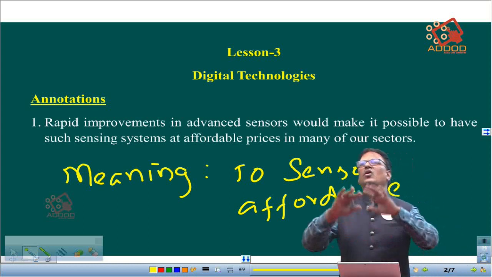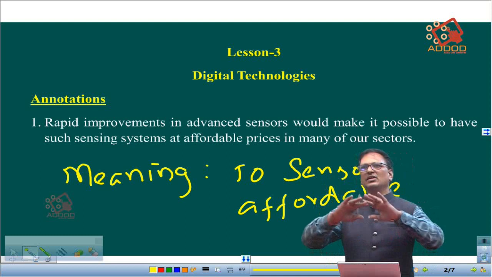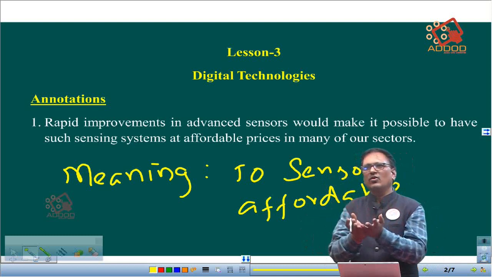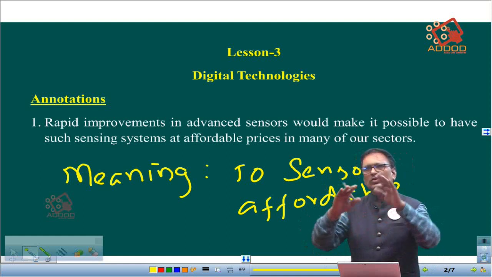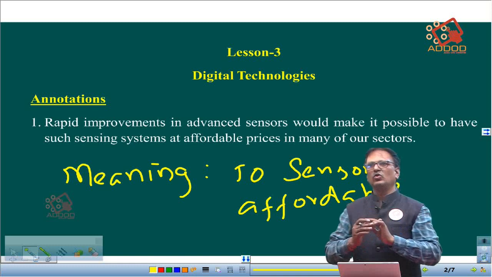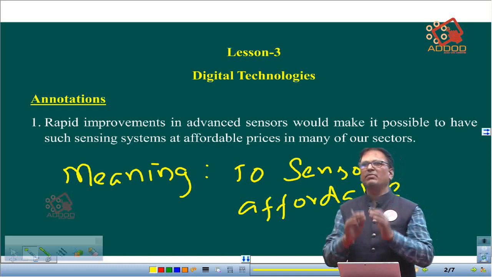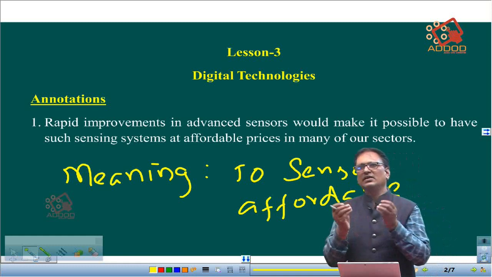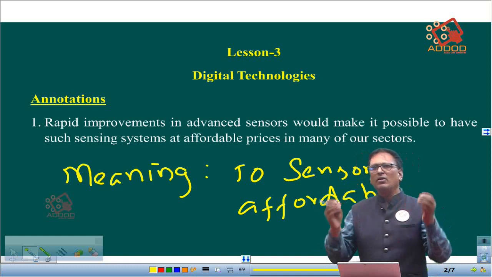Technology keeps on changing. Like a person keeps on changing according to needs, technology also changes according to the needs and the comforts of the person. That is one point. And the second point is affordable price, a price that is comfortable, a price that is reachable, so even a common man can afford it.